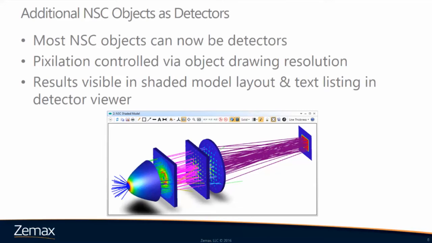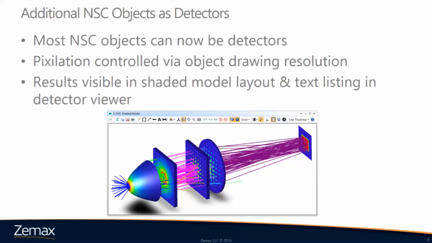All right, a couple more features that I want to talk to you about here before we wrap up. In OpticStudio 16, there are additional non-sequential objects as detectors that are supported. So now you'll find that most non-sequential objects can be detectors, whereas in previous editions, maybe 5 or 10 objects, specifically objects that were natively faceted, could be detectors. Things like polygon objects and STL imported objects. Well, now probably 90+% of objects in non-sequential mode can be detectors.